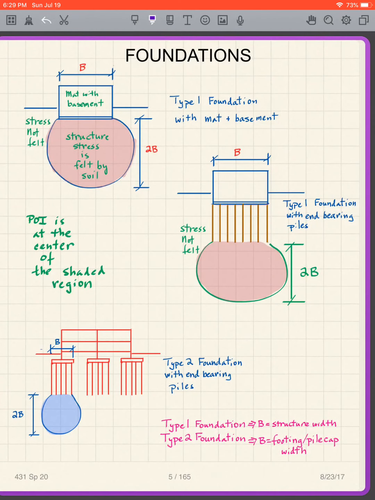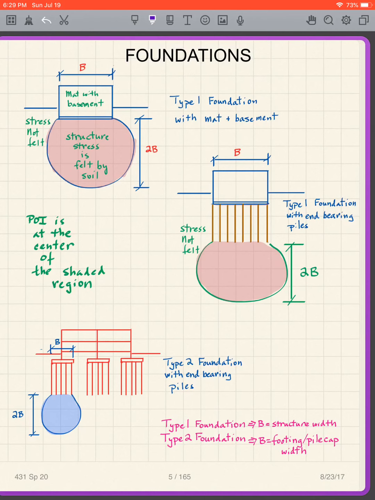All right, we're going to talk about foundations now. Last time we covered retaining walls a little bit. I'm not going to talk about retaining walls for a while, but you are expected to know everything we've previously covered about retaining walls.